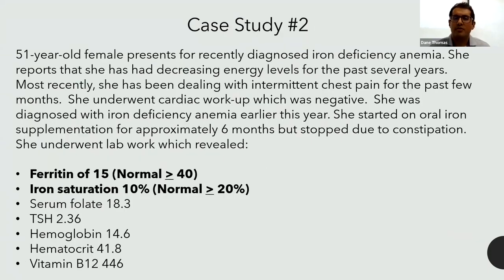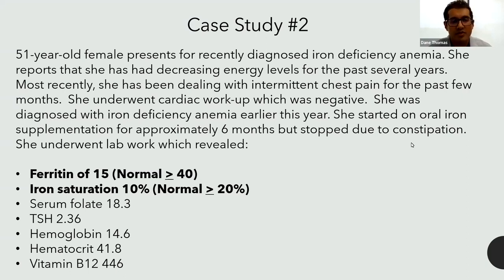So let's talk about another case study. A 51-year-old female presents for recently diagnosed iron deficiency anemia. She reports that she has had decreasing energy levels for the past several years. Most recently, she has been dealing with intermittent chest pain for the past few months. She underwent cardiac workup, which was negative.